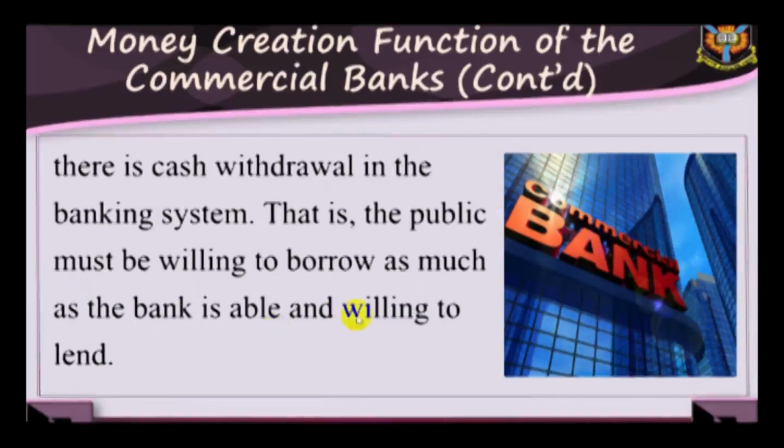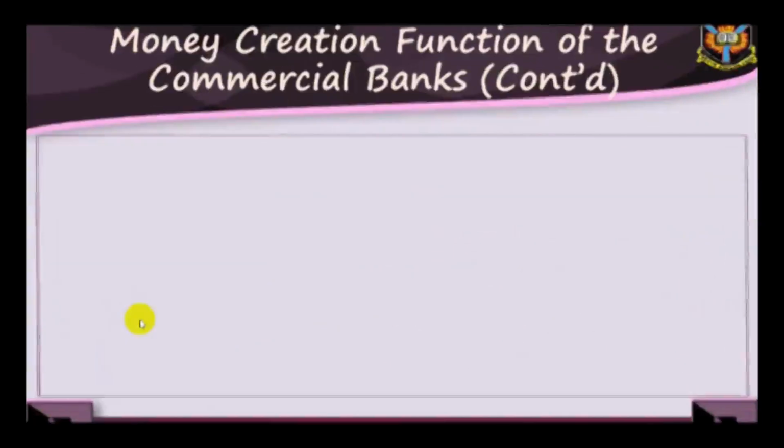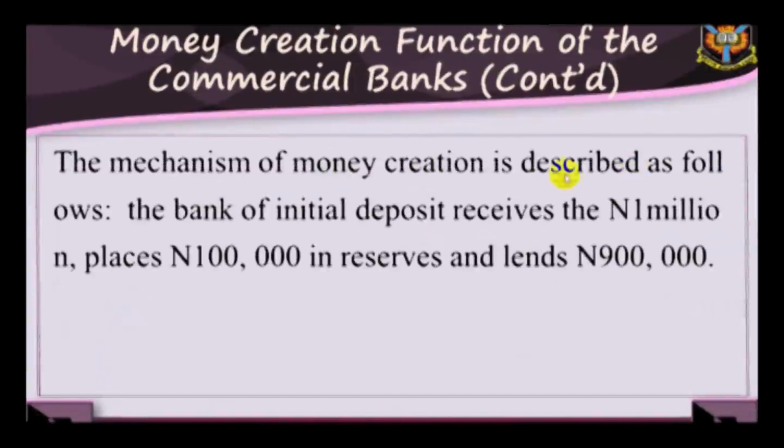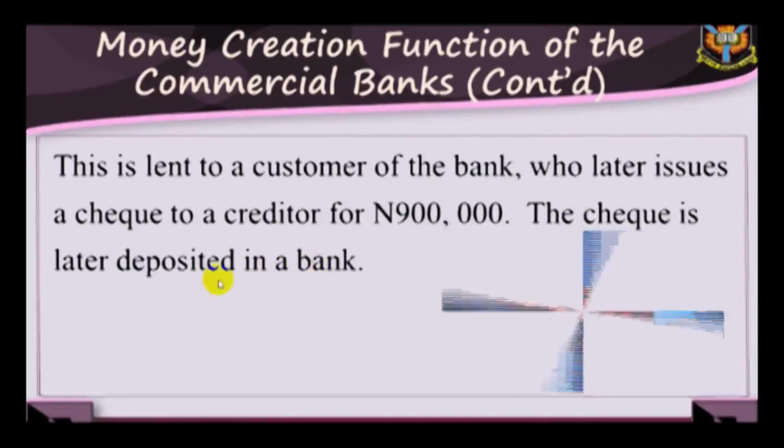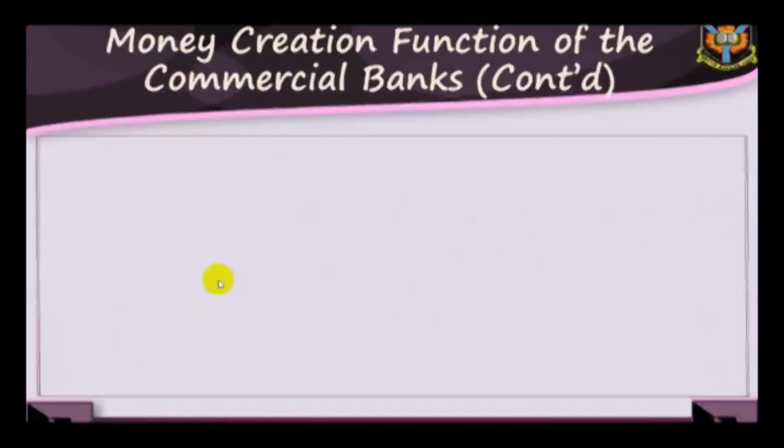The mechanism for money creation is described as follows. The bank of initial deposit receives 1 million naira, places 100,000 in reserves and lends 900,000. This is lent to a customer of the bank who later issues a check to a creditor for 900,000. The check is later deposited in a bank.